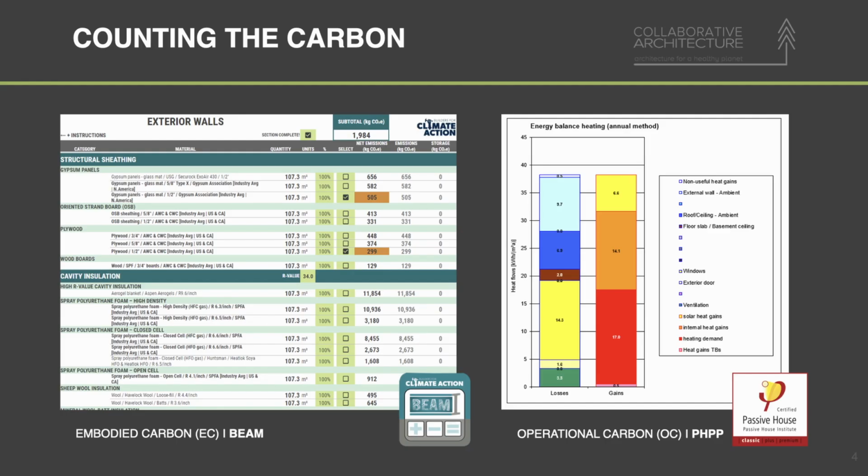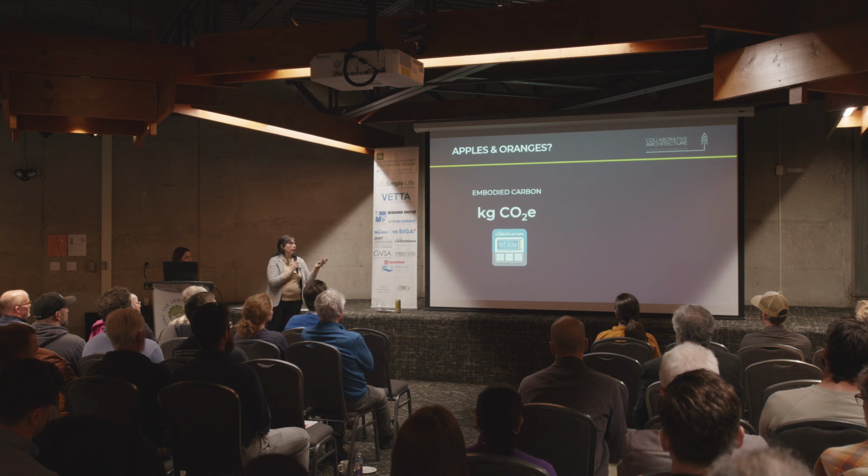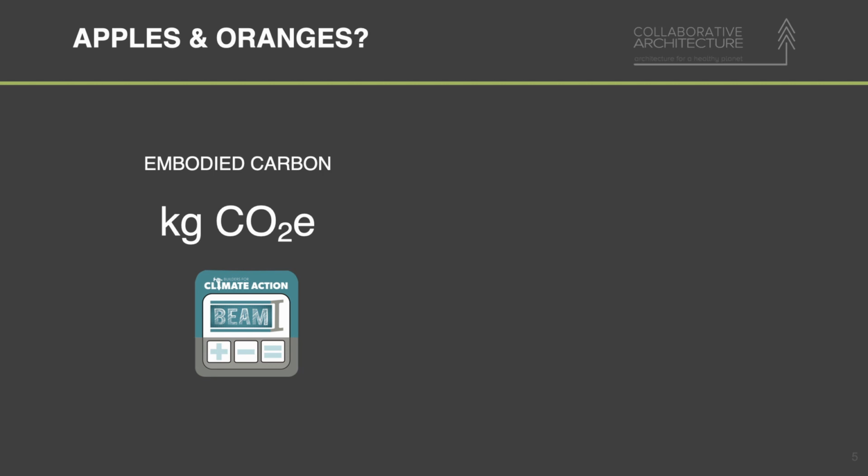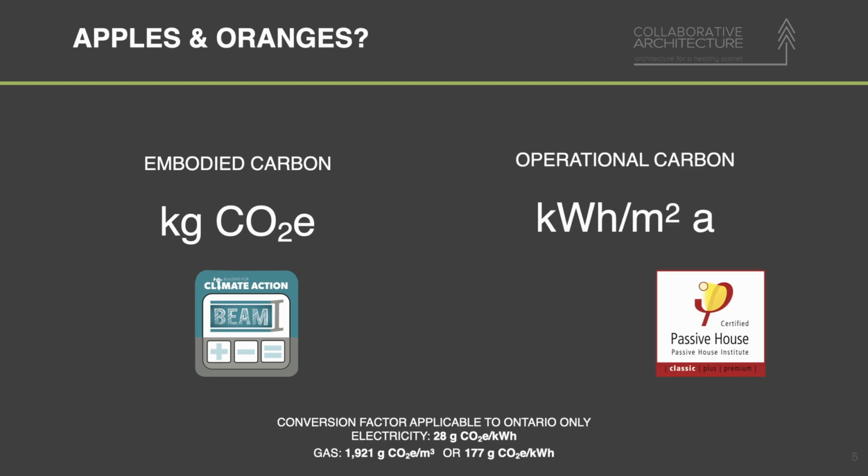So those are our two main software tools that we would use for the carbon and energy, but how do we make this comparable, so we are not talking apples to oranges? In terms of embodied carbon, in the industry it's measured in kilograms of CO2 equivalent. And operational carbon is just the energy that we use, again in kilowatt hours per square meter per year. And the numbers that you see down there relate to the conversion factors established by the Government of Canada, where 28 is used to convert kilowatt hours per square meter to kilograms of CO2 equivalent.